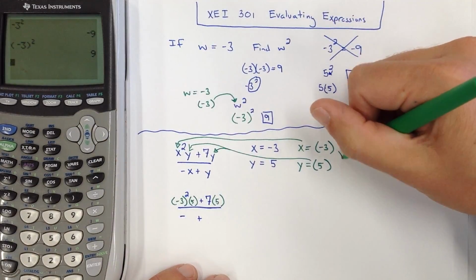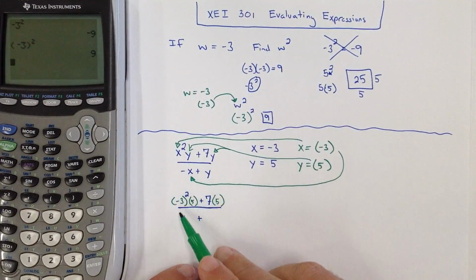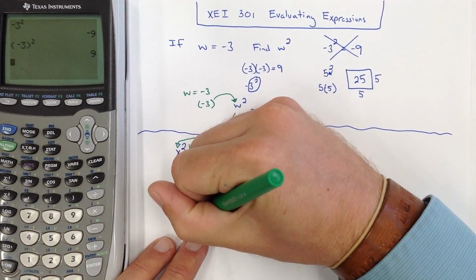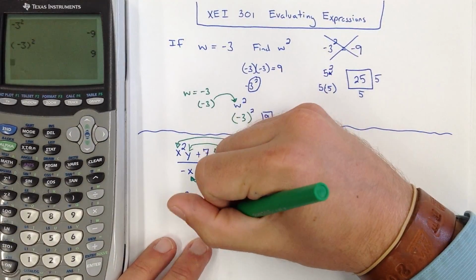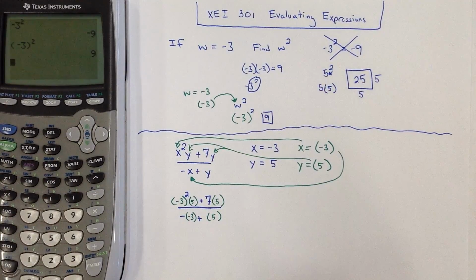How about the denominator? x is negative 3. I'm going to plug the x in here. Now this blue negative sign still stays there, but now I'm going to plug in my x, parentheses negative 3, and my y, parentheses 5. If I were to type exactly what I see, it would work out fine.